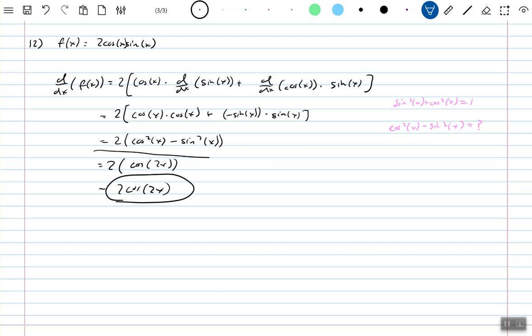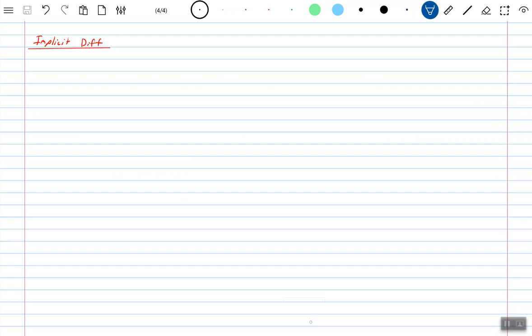Now I'd like to point out you can stop here. So this is just a simplification step, but you can stop at 2 times cosine squared x minus sine squared x. And then that is how we just take the derivative of that function. All right, so that's enough of normal differentiation or explicit differentiation. Now let's go over a few practice problems on implicit differentiation, i.e.